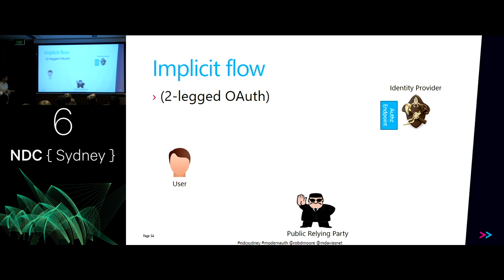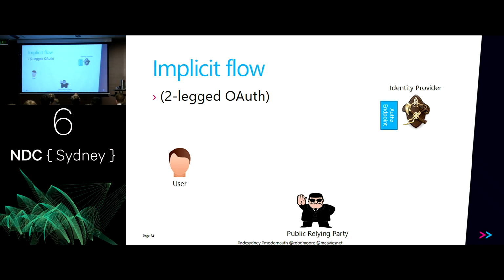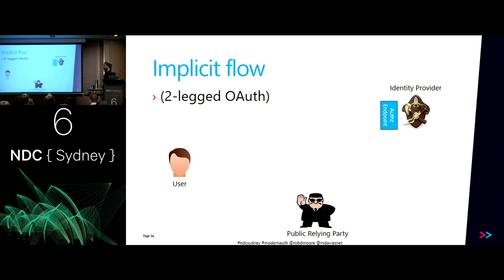So we're going to show you now what the implicit flow looks like. It's also called two-legged OAuth. In this particular flow, this is exactly the same as what we just had, except that the relying party doesn't necessarily do the same thing. The authorization endpoint will, in this case, return exactly the same tokens to the user as in the previous example you would have needed the relying party to go get. So the user themselves will own the tokens that are involved.